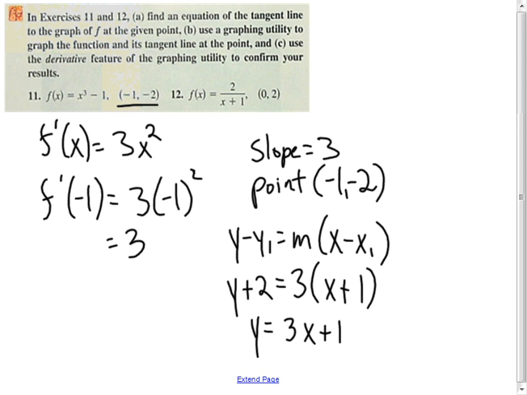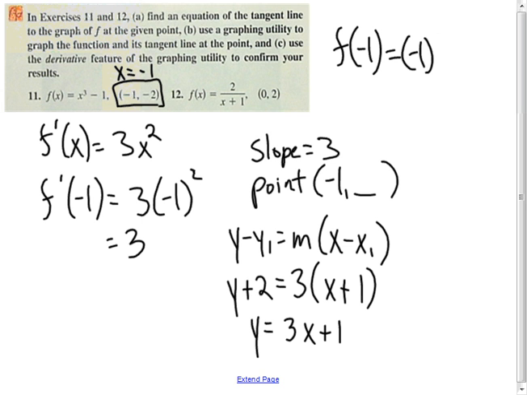Just one little variation. Sometimes, instead of giving you the x and y coordinate of the point, the problem may have just said at x equals -1. Then when I went to find the equation of the line, I would have only known the x coordinate, but I could still find that y coordinate. If I didn't know that the y coordinate was -2, I could figure that out by just finding the value of the function f of x at -1. So I could find f of -1, and that would be (-1) cubed minus 1, which is -1 minus 1, which is -2. And that would then be my y coordinate of the point.